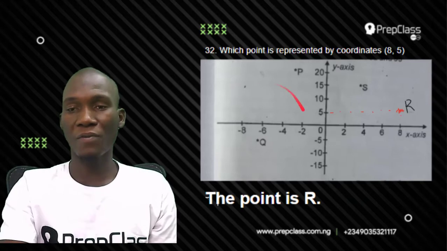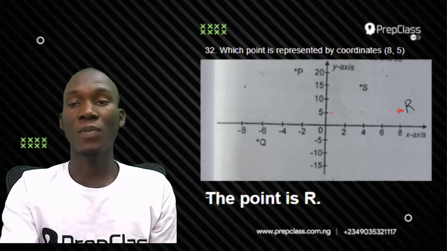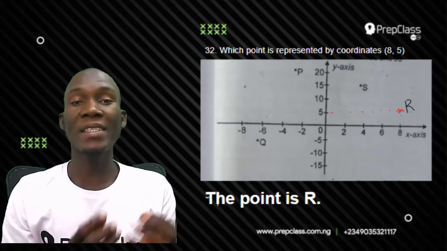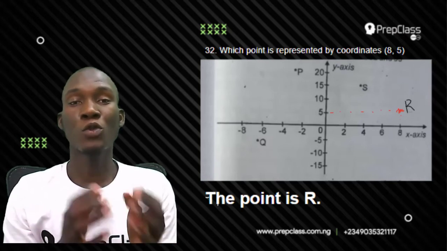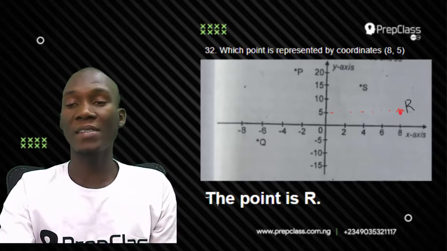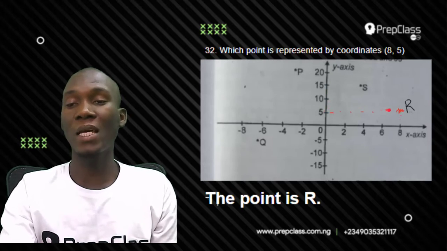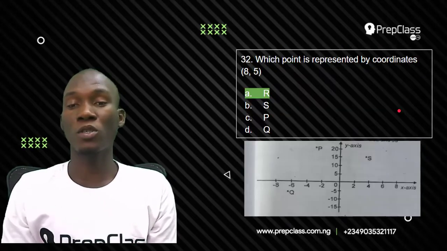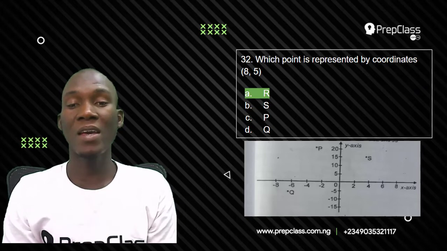Now this is the graph. Because we have to find the point represented by the coordinate 8, 5, it means we are going to connect 8 on the x-axis to 5 on the y-axis. So we have 8 on the x-axis and 5 on the y-axis. So when we try to connect them together, we have this point. And the point here is R. So looking at the option, the correct option is A, R.